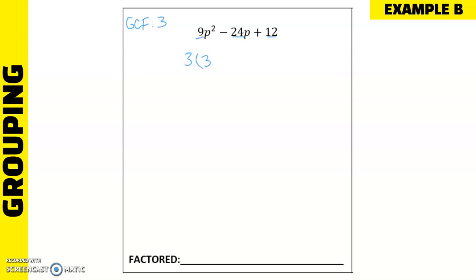So 3 times 3p squared would give me back 9p squared. 3 times negative 8p would give me negative 24p. And 3 times positive 4 would get me back to the 12. Notice I have my signs attached because I should have a trinomial, so don't drop signs. Notice when I say positive 4, I wrote a plus 4, okay?